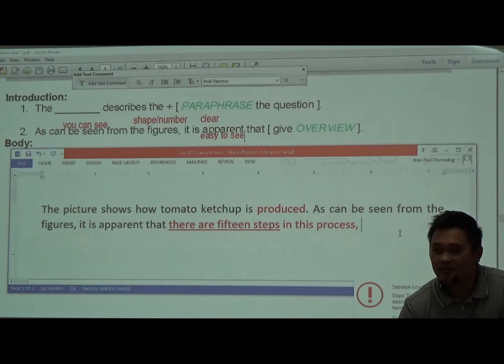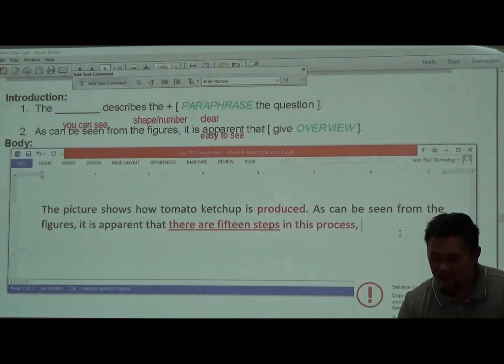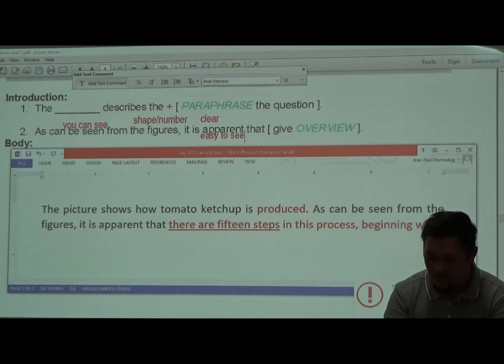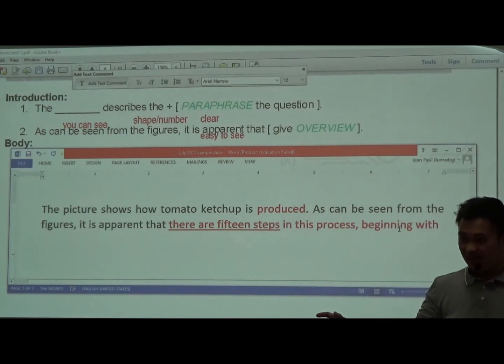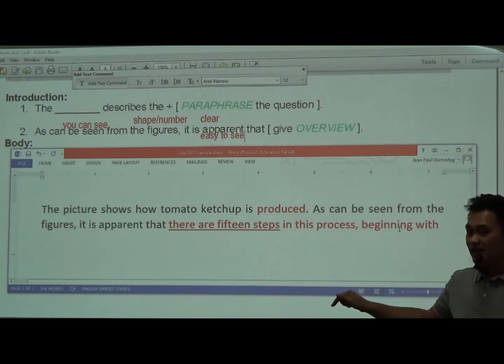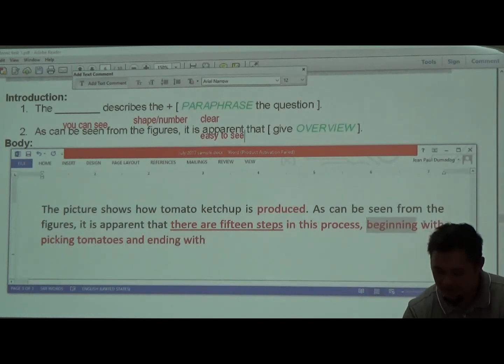What's the first step? Picking. Good. So we will say first step or beginning with gerund. Okay? Beginning with picking tomatoes and ending with gerund.